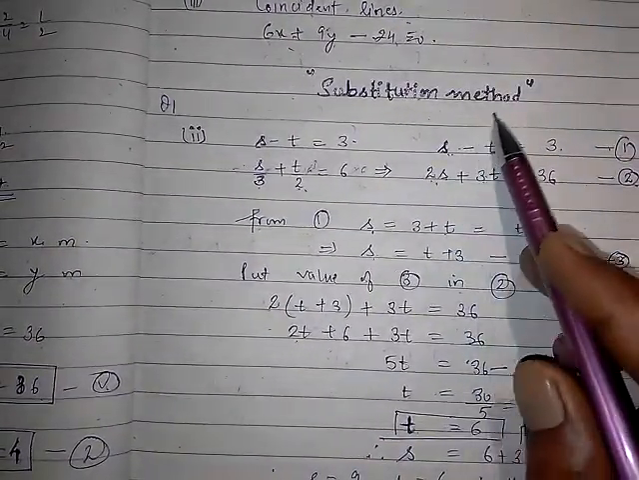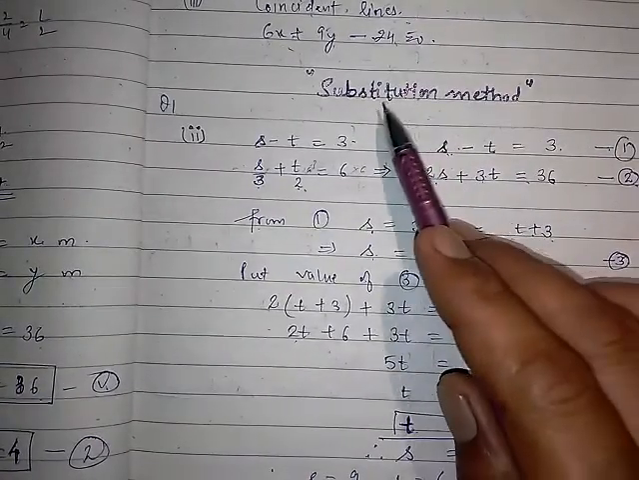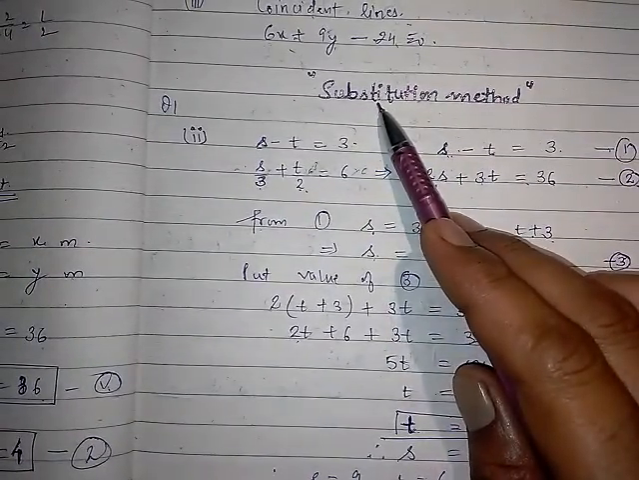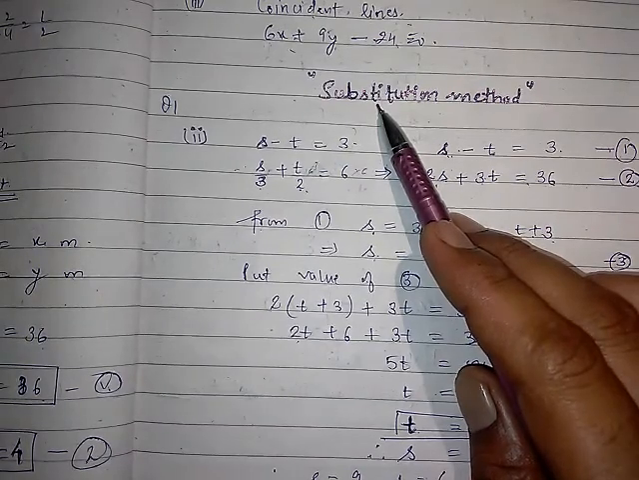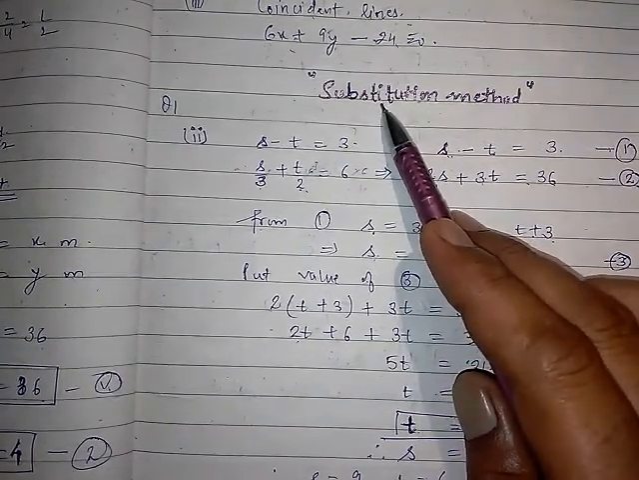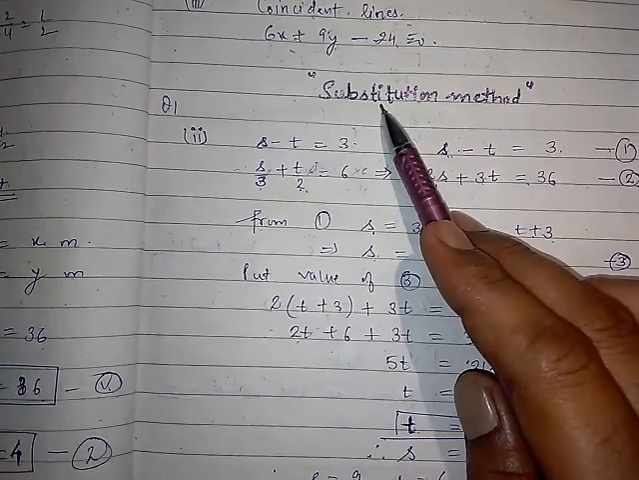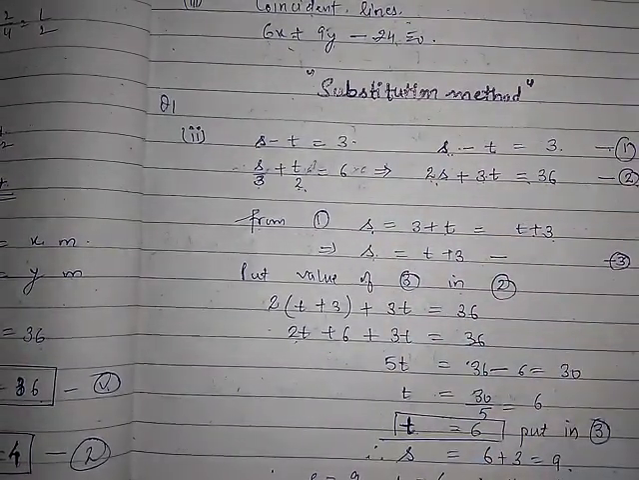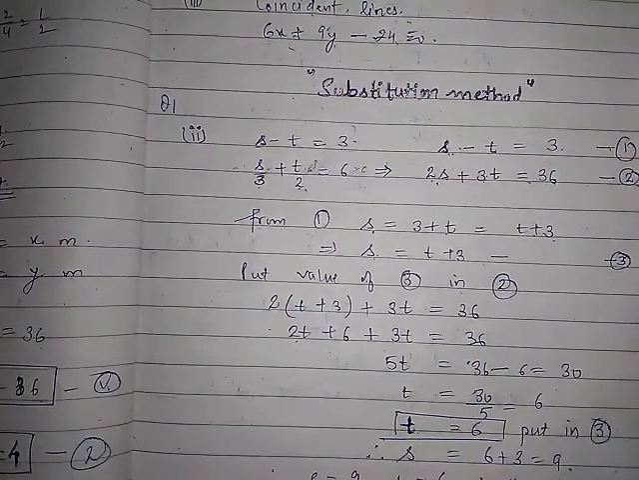The name of the method is substitution method, as the name suggests, substitution. Maybe you have heard this word many times in school also. Substitution means one person is substituting the other one. In the same way, here we are talking about the variables. So here one variable will substitute the other variable, right?